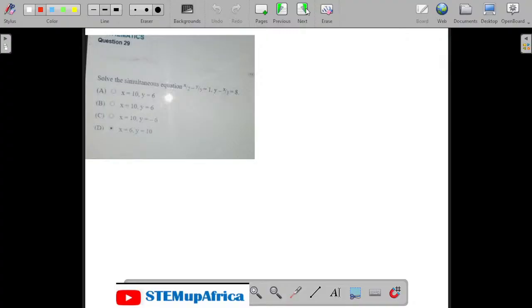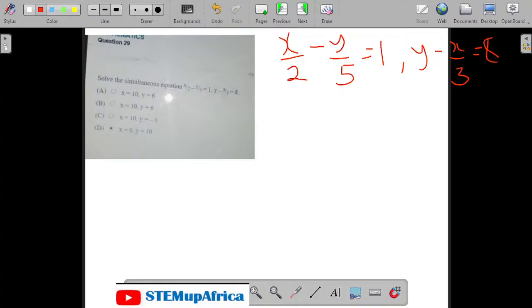Now what we have here is a simultaneous equation. We have x over 2 minus y over 5 is equal to 1, and we also have y minus x over 3 is equal to 8. Meaning we have to solve for x and y, as the question indicates.